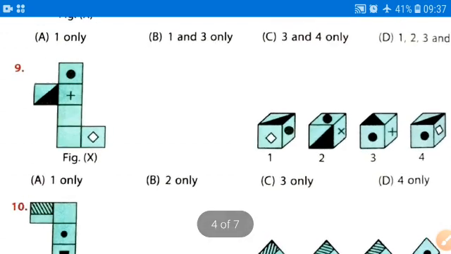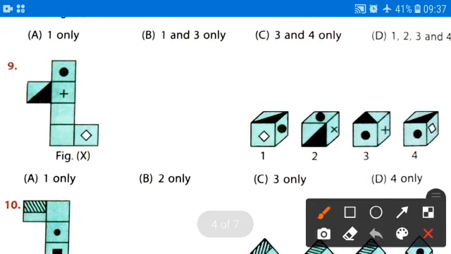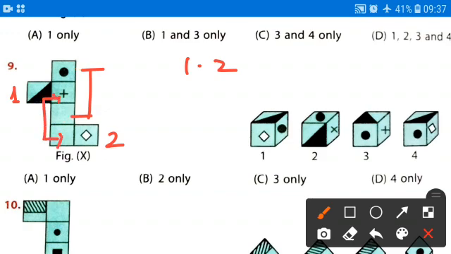What are the opposite faces? As I told you, the outer ones are opposite. So this is 1 and this is 2. 1 and 2 are opposite. Similarly, this and this are opposite. The dot is one after another with the blank one, so these are opposites. Similarly, this plus and the blank one are opposite.